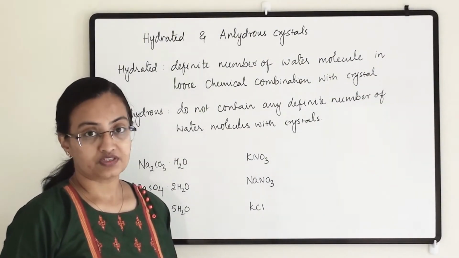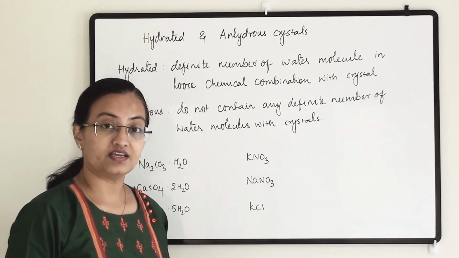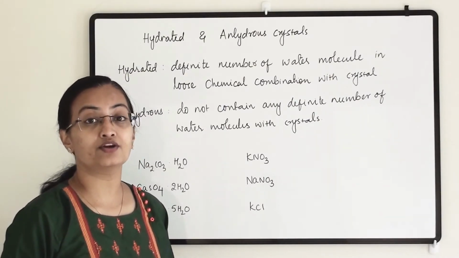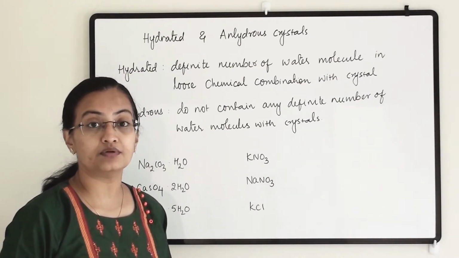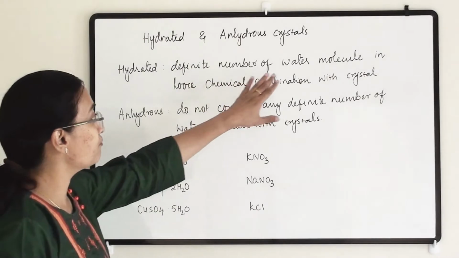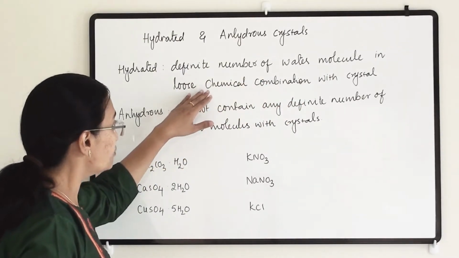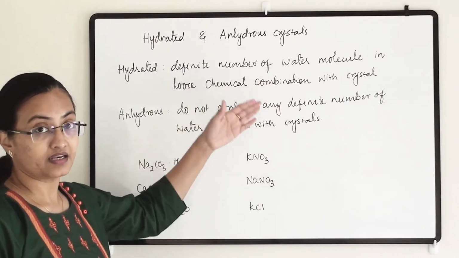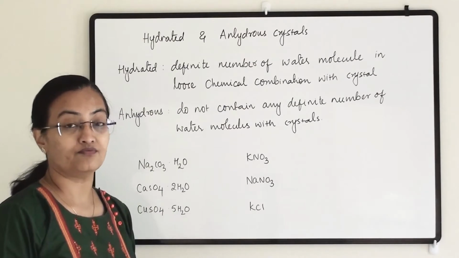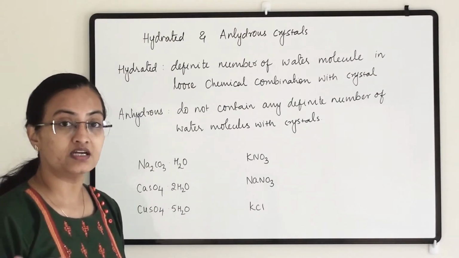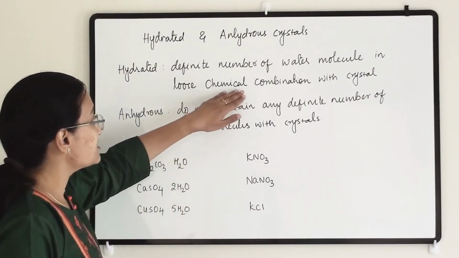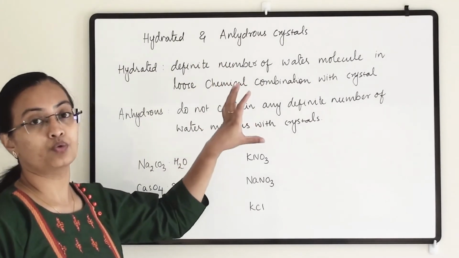Now there are two types of crystals. Those with water are termed hydrated crystals, and the crystals which do not have any water molecules along with them are termed anhydrous crystals. Hydrated means a definite number of water molecules in loose chemical combination with the crystals. Again, these water molecules are not part of the molecular formula. Once you heat it, the water will evaporate and only the crystal will be left behind. That's why they are only loosely held along with the molecular formula.